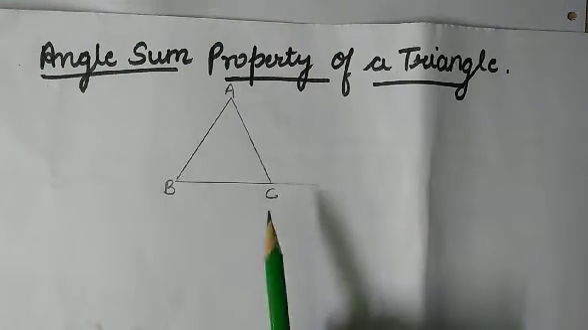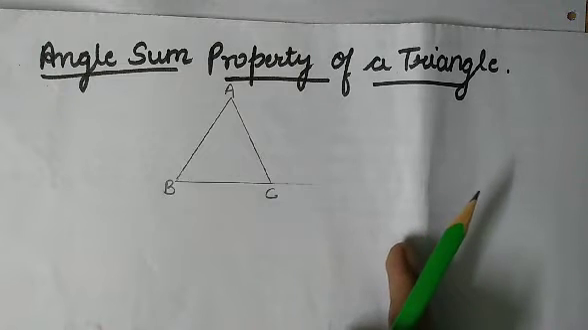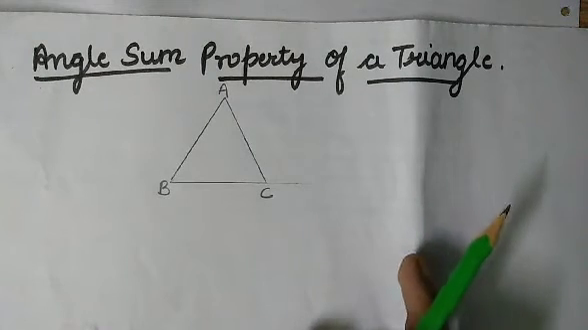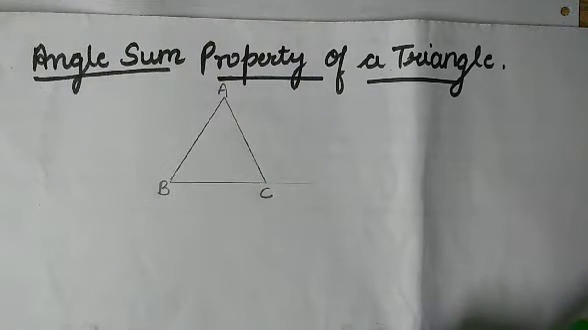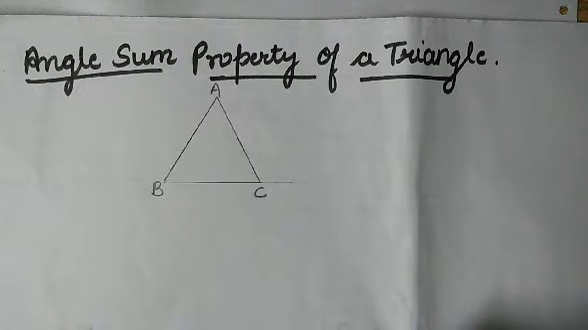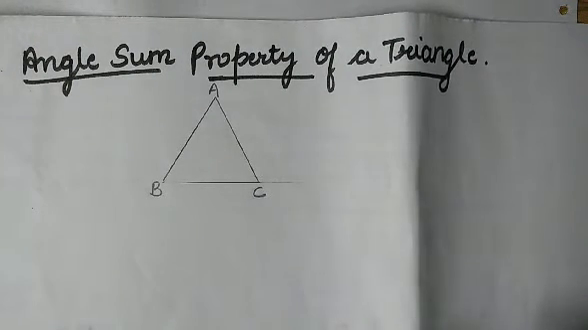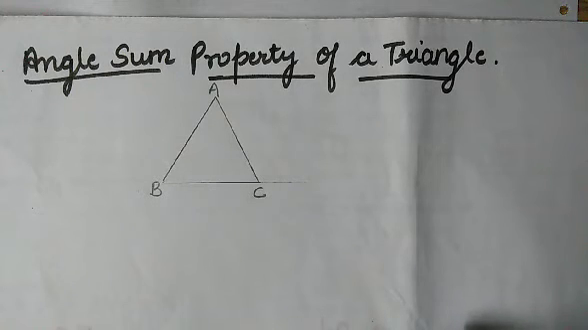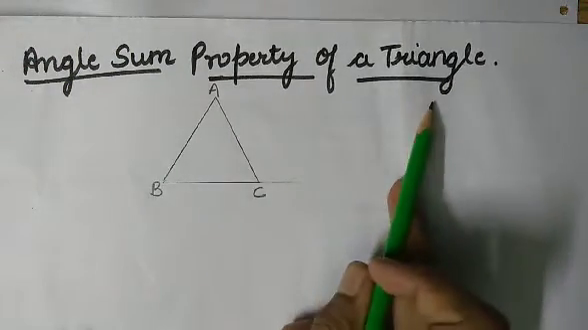Before starting angle sum property of a triangle, let me recall the previous concepts that we have learned in lecture number 1. We have learned about median and altitude. A median is a line segment that connects a vertex to the opposite side and divides that side in two equal parts. And altitude is also a line segment that connects a vertex and makes 90 degrees on the opposite side. Median and altitude we have learned. Now the next one is angle sum property of a triangle.